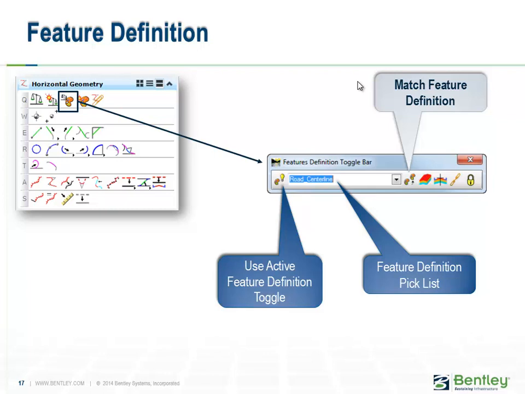When you want to use the feature definition of an existing element, use the Match Feature Definition tool. Select the tool and then click on an existing element. The feature assigned to that existing element becomes the active feature.